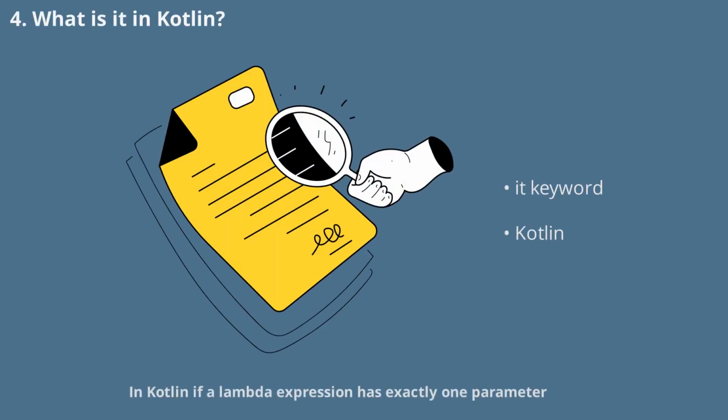In Kotlin, if a lambda expression has exactly one parameter, you don't need to name it explicitly. Kotlin automatically provides an implicit variable called it to represent that parameter. This makes your code shorter and more readable, especially in common operations like mapping or filtering collections.